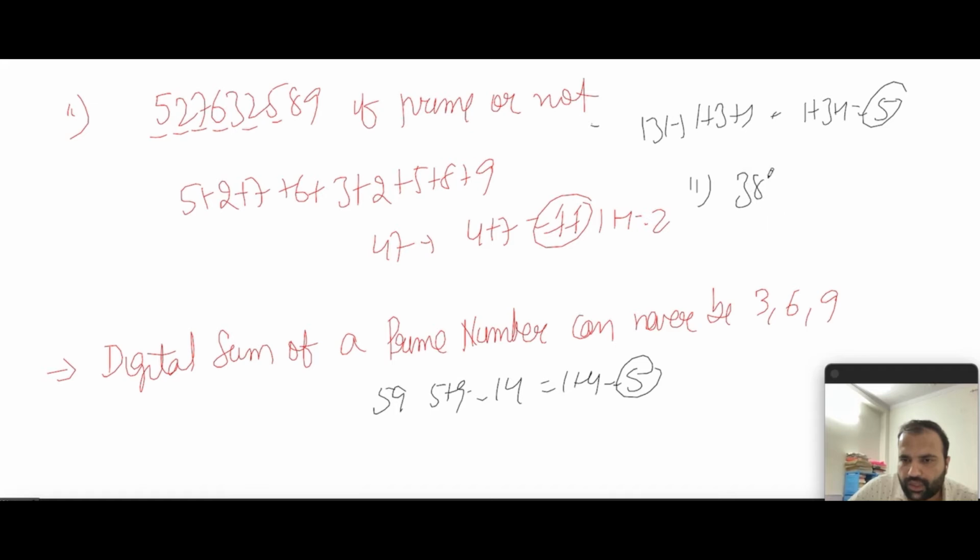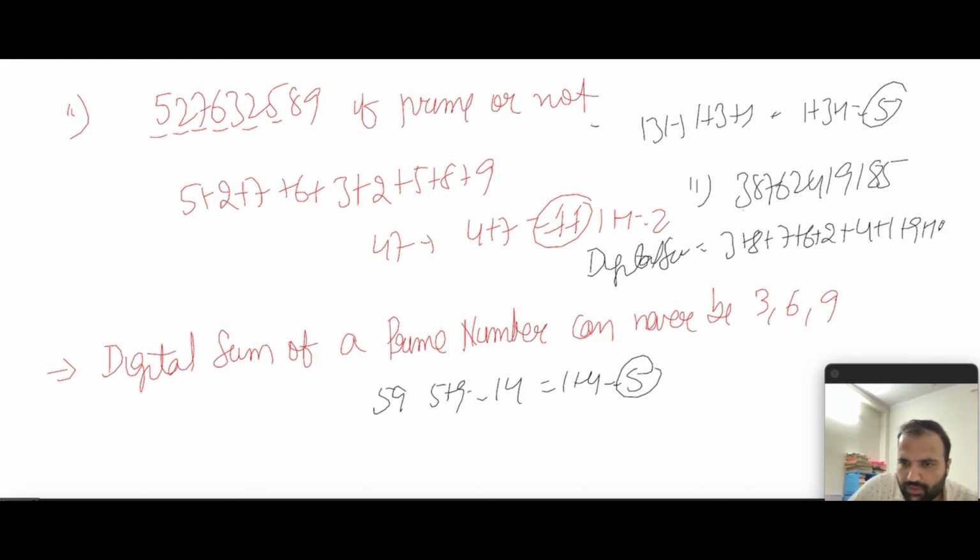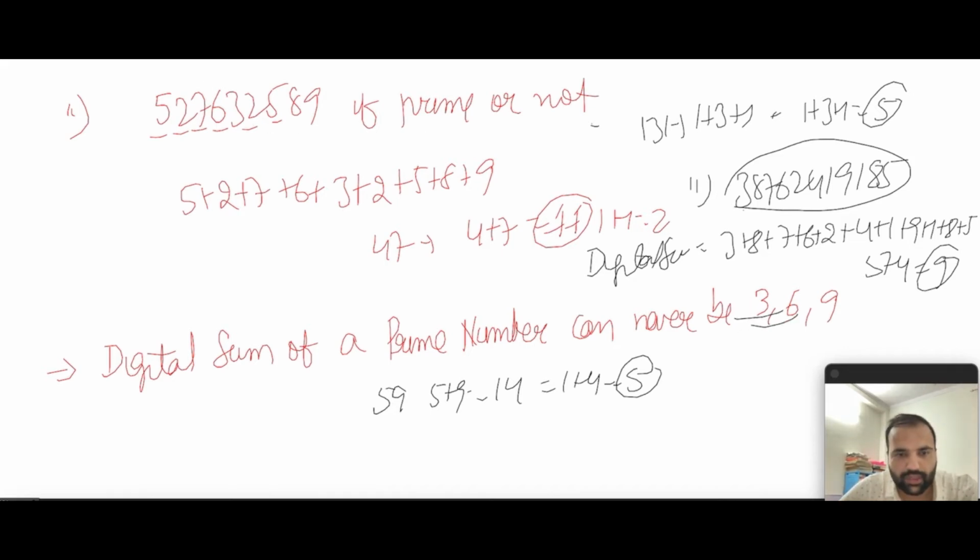That will help us. Let's check for 38762419185. We can check the digital sum. 3 plus 8 plus 7 plus 6 plus 2 plus 4 plus 1 plus 9 plus 1 plus 8 plus 5. So 3 plus 8 is 11, 18, 24, 26, 30, 31, 40, 41, 49, and 49 plus 5 is 54. So 5 plus 4 is 9. So you can be very sure that this number is not a prime number, because the digital sum of a prime can never be 9. So that's the second way to determine.